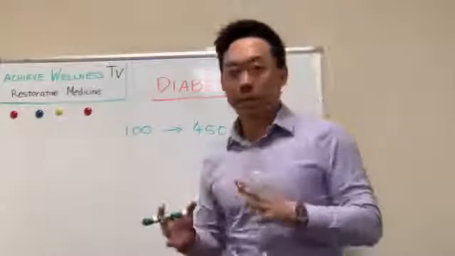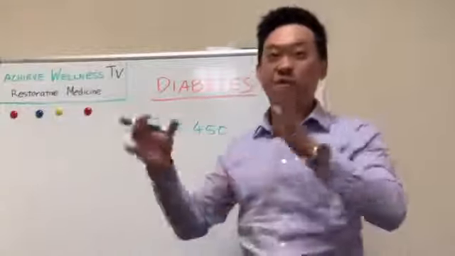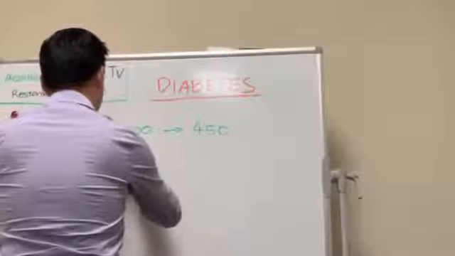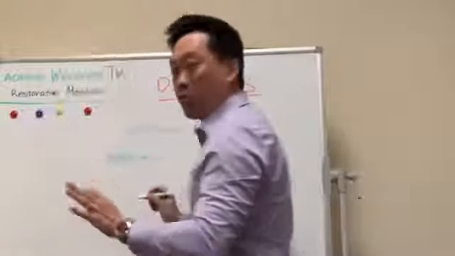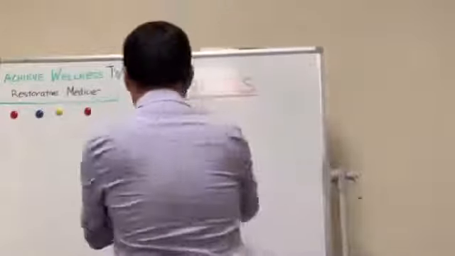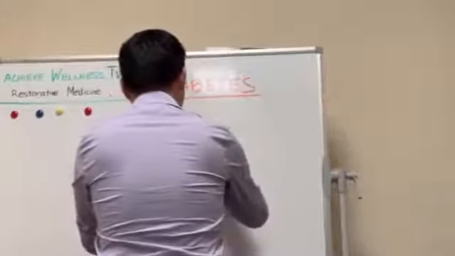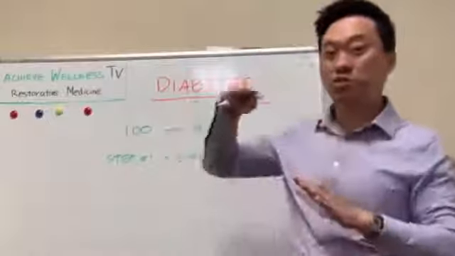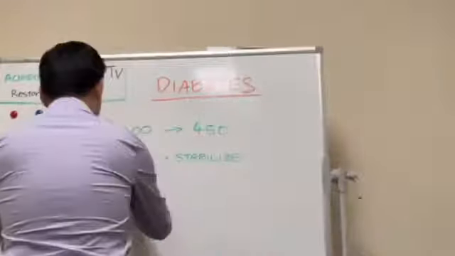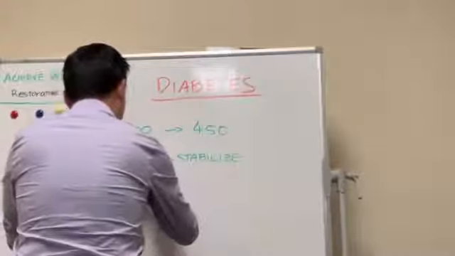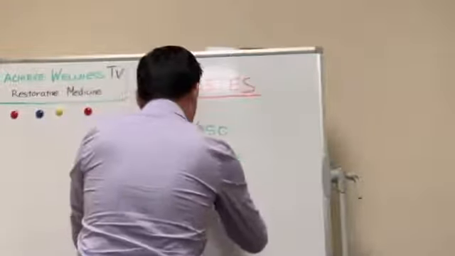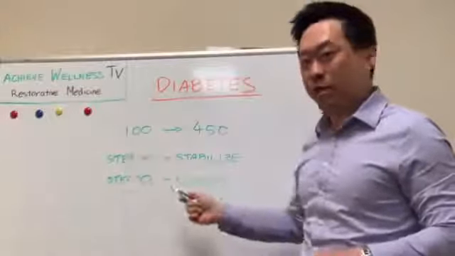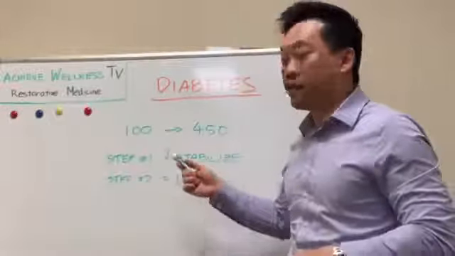When we help people help their body restore or reverse their diabetes, there's a two-step process. Step one is you want to reduce the fluctuations, so stabilize. Step two is then to lower it, okay? If you do these in the opposite order, like you lower it before you stabilize it, that's where you get complications.